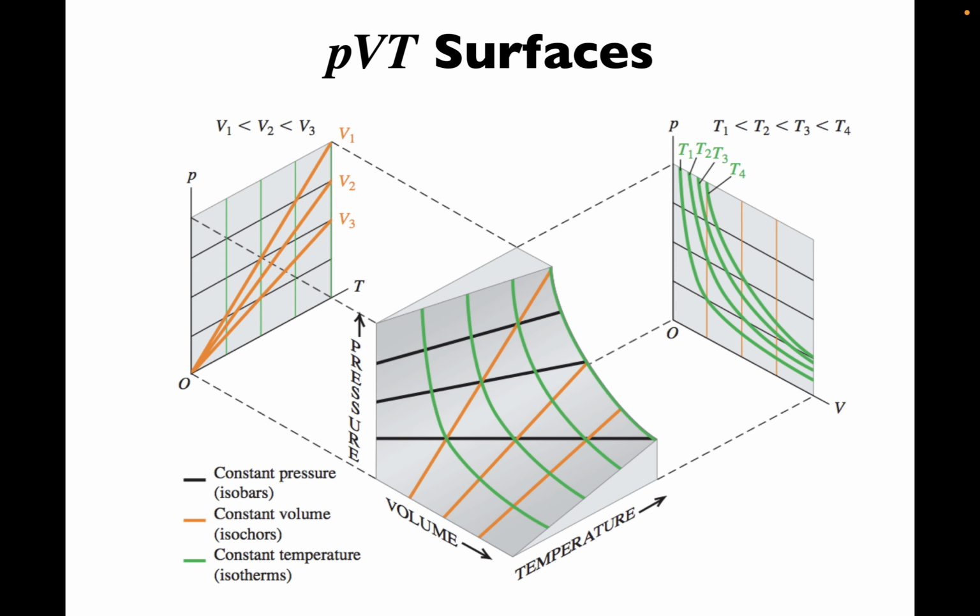So here's the pressure versus temperature versus volume surface. And you can see this is for a more ideal situation where we're talking about an ideal gas. And you can see all the constant pressure, constant temperature, and constant volume plotted onto the three-dimensional space.